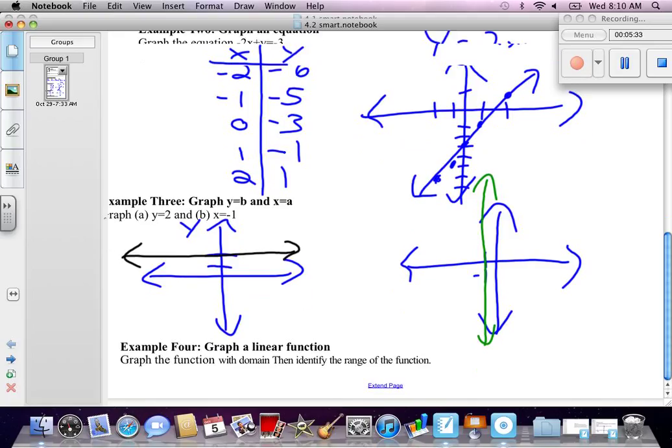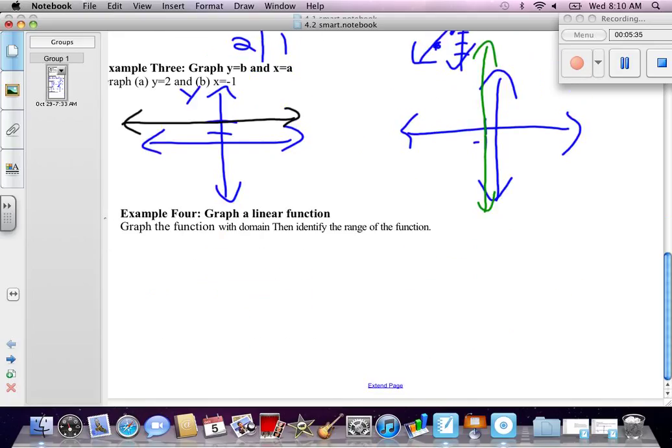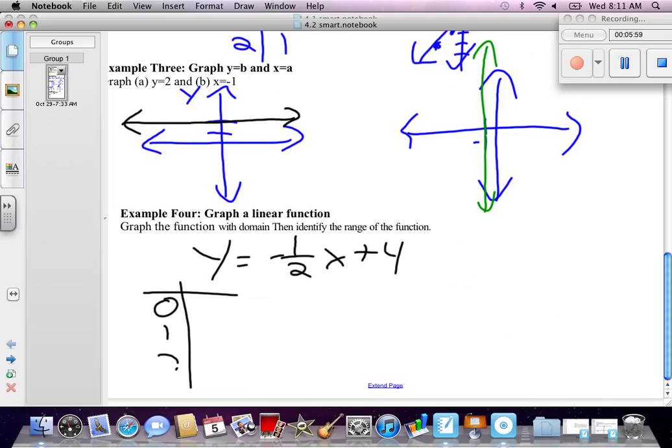Okay, let's do example 4. Graph the function y equals negative 1/2 x plus 4 with the domain x is greater than or equal to 0. So if we've got the equation y equals negative 1/2 x plus 4, we need all x values to be greater than or equal to 0. So what numbers should we pick? It can be greater than or equal to, so let's start with 0. Then what else? 1, 2.